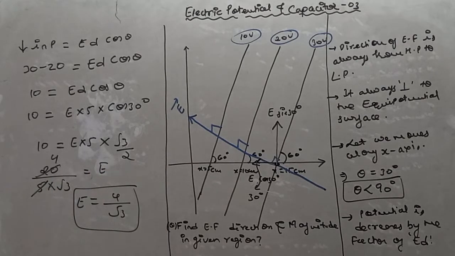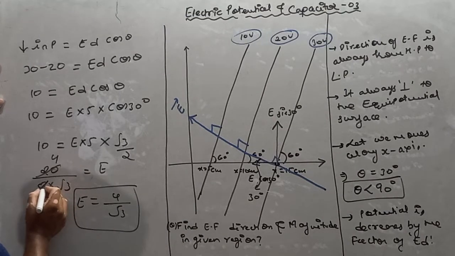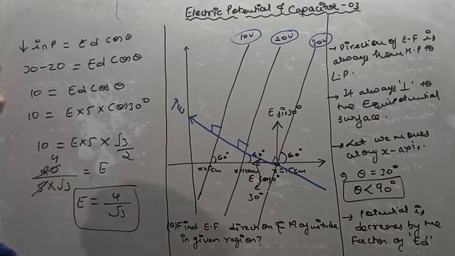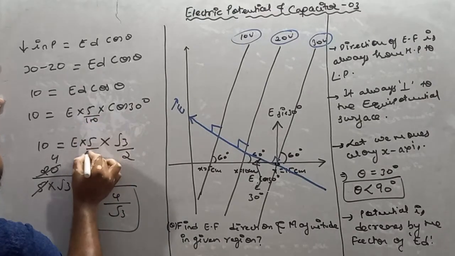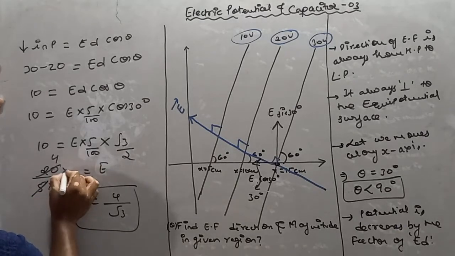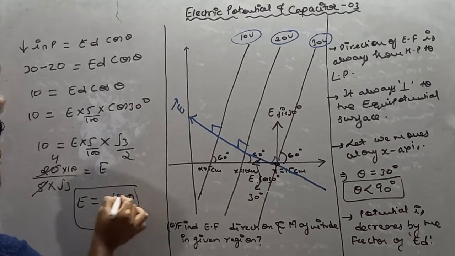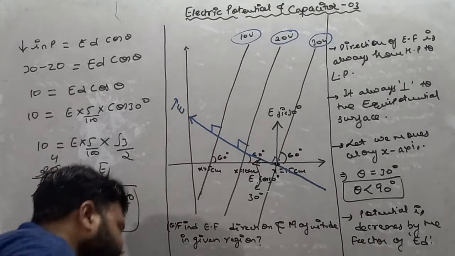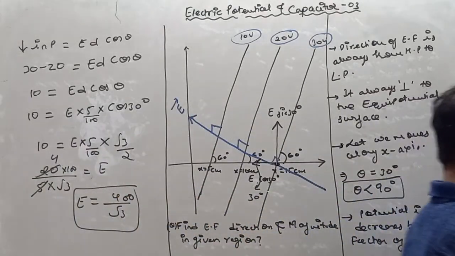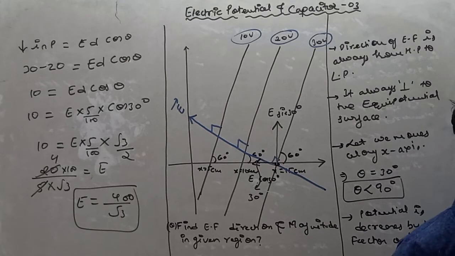This 5 is in centimeter, so we have to convert it into meter. So it is 5 by 100. So 400 by root 3 is the value of, my dear student, electric field. 400 by root 3 is the value of electric field.